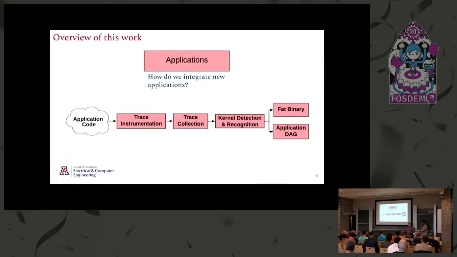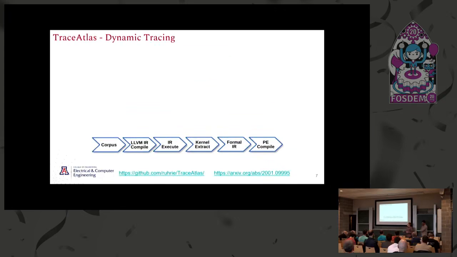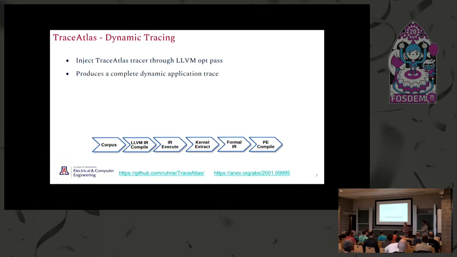And so to step through the process here, we start with an open source toolchain called Trace Atlas that has been worked on heavily by Richard Uri at ASU. What Trace Atlas does is it is a whole toolchain for collecting runtime-based dynamic application traces from LLVM code. And so the process of how it works is there's some libraries for implementing the tracing methods, and you inject those tracing calls through an LLVM opt pass.